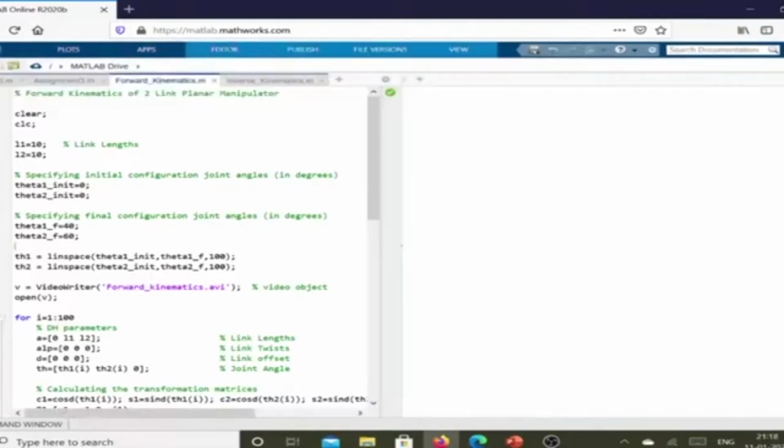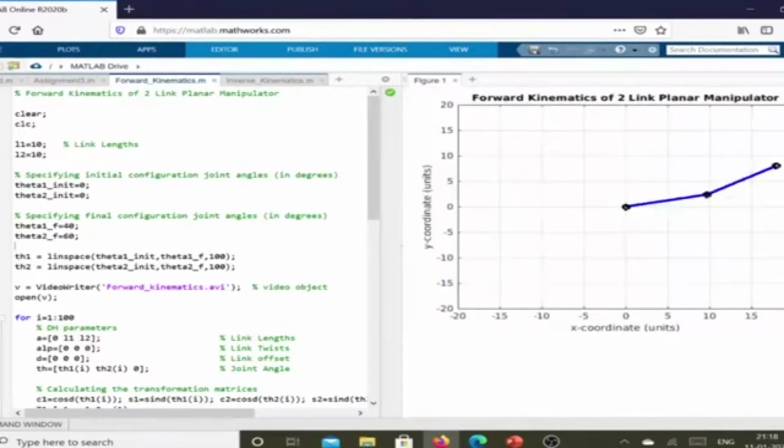We have run it now, and you can see that it is plotting as a simulation. It starts from 0, then it goes to the next. It is moving like this, and then finally coming to the end, where theta 1 is equal to 40 and theta 2 is equal to 60. This is what we mean by a simulation. The word simulation sounds very nice, but this is essentially what we are doing.